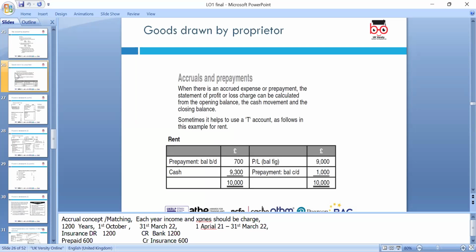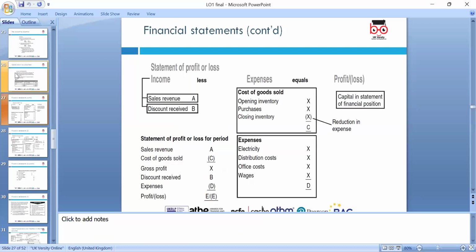So actually accrual and prepayment, because as the accrual concept, income and expenditure should be recorded. Always draw the timeline, please. When you're dealing with accrual and prepayment, think about which belongs to which year, because under the accrual concept, income and expenditure should be recorded.